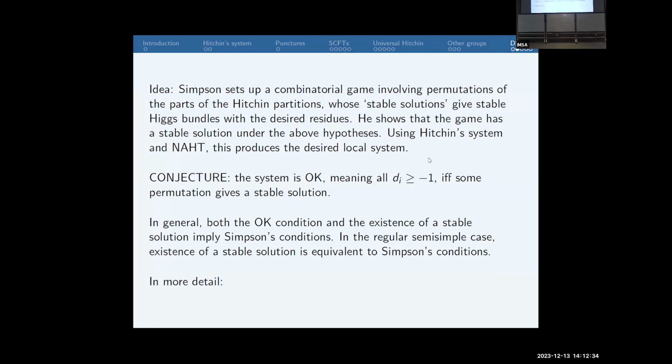In the regular semi-simple case, Simpson proves that these conditions are equivalent to the existence of a stable solution. And we can show that the OK condition is also equivalent to that. In general, Simpson's condition is too weak, but it seems quite plausible that the OK condition is exactly equivalent to the Hitchin solution.